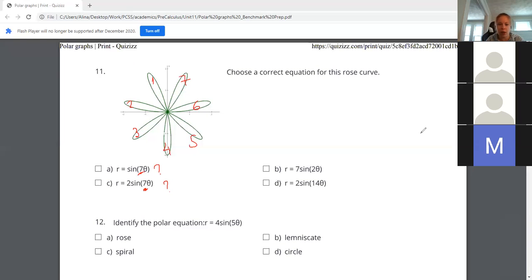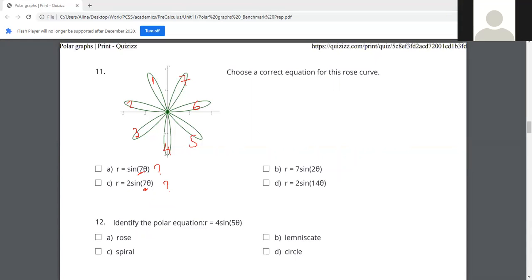Which choice should I make, A or C? Let me ask someone. How about Sarah N.? What choice, A or C? I would say C because the petal goes all the way up until 2. Yep, good job. That would be the length. Perfect, that's the answer.